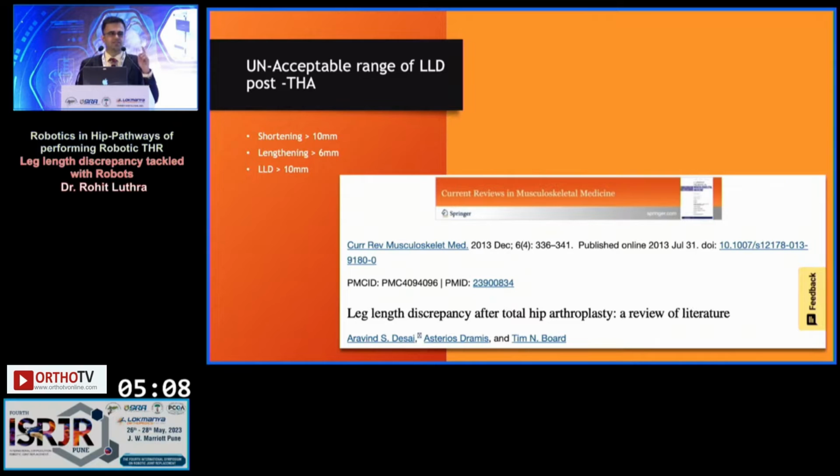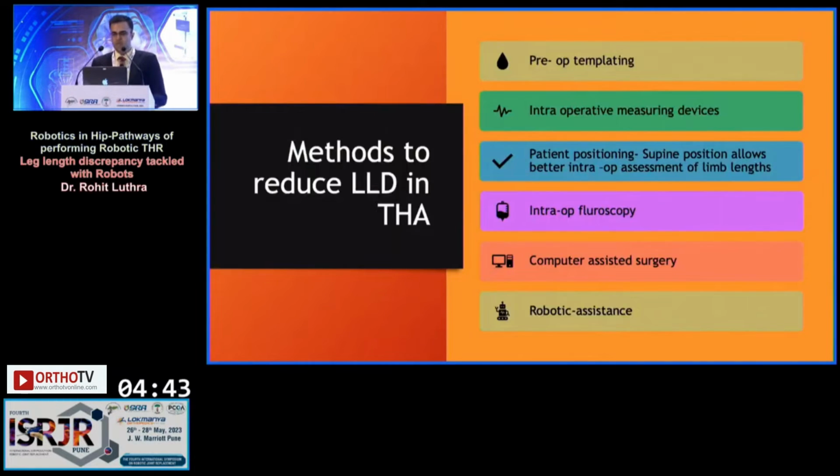Unacceptable limb length is basically, for the surgeon, if it is even more than 5 millimeters, we think it is unequal and we are not happy. But for the patient, if it is shortening of more than 10 millimeters or there's lengthening of more than 6 millimeters, the patient is unhappy. And any LLD more than 10 millimeters, the patient is very unhappy. So this was published by Dr. Desai, and this is what the literature says, that if the LLD is more than 10 millimeters, the patient will be very unhappy. So what are the methods to reduce LLD in THA?